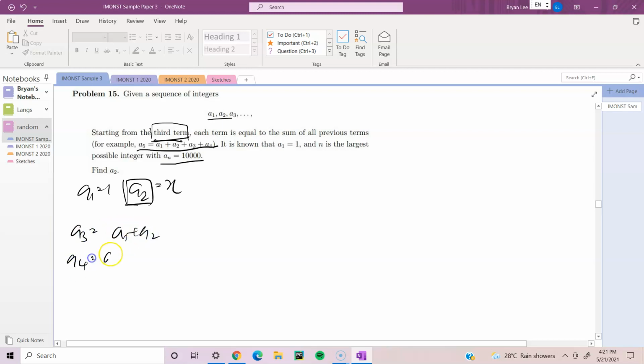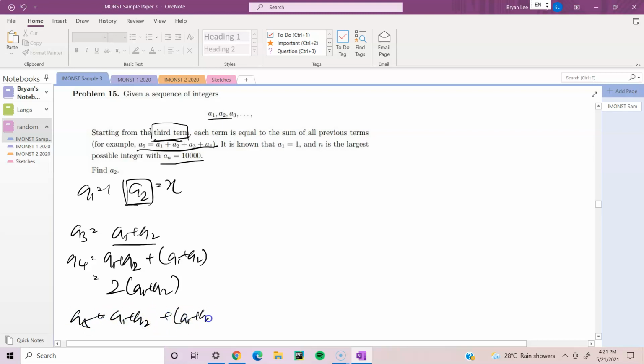Then our a4 would be a1 plus a2, and then plus the a3, which is itself also a1 plus a2, is 2a1 plus a2, okay? And then a5 would be a1 plus a2, and then plus this a1 plus a2 again, and then plus a4, which is 2a1 plus a2, is 4a1 plus a2. Okay, now I'll just use 2 apostrophes to represent a1 plus a2.